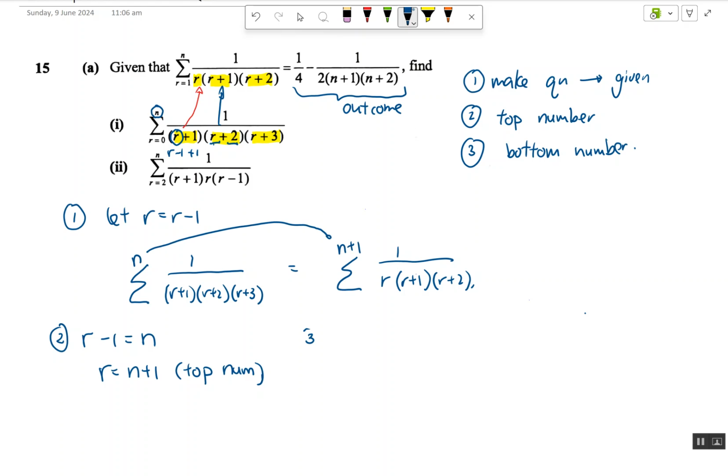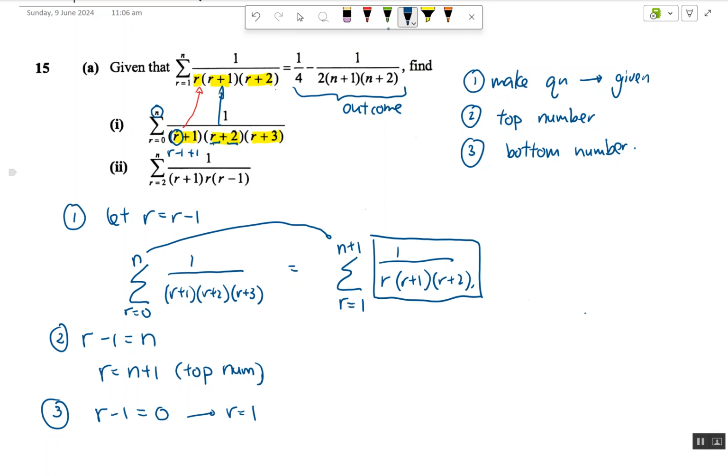Same thing, we settle the bottom number. Number 3, r is equal to 0 originally, right? I have already established that r is now going to be r minus 1. So I'm going to say that r minus 1 is equal to 0, r equals 1. Originally it's r equals 0, now it will become r equals 1. I have converted my original equation to one with a sequence that looks exactly like the one that is given. So I have to use what is given to find my answer.